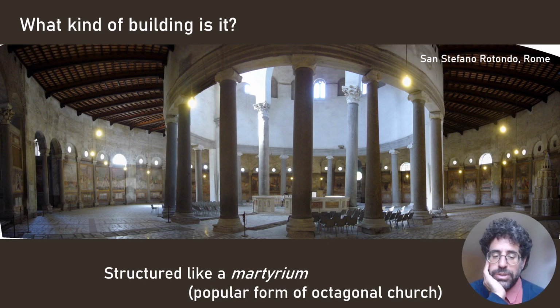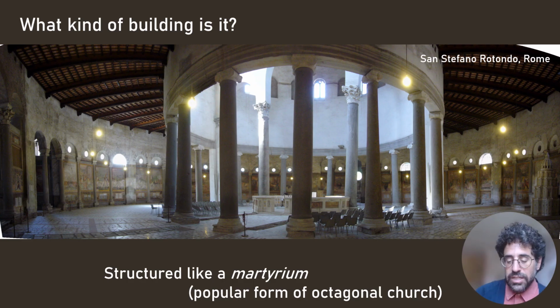Well, it's actually based off of what's called a martyrium, which is a popular octagonal church that became popular in the 5th century in the late Roman Empire. This is San Stefano Rotondo in Rome, which has a very similar layout. As you can see here, the altar is under the dome, right in the center like this, and you would have probably people streaming all around on the edges.